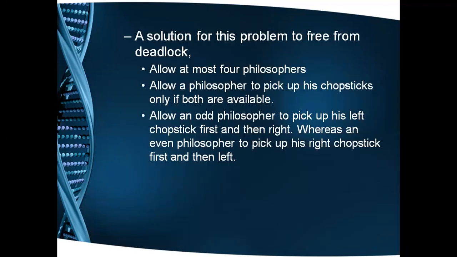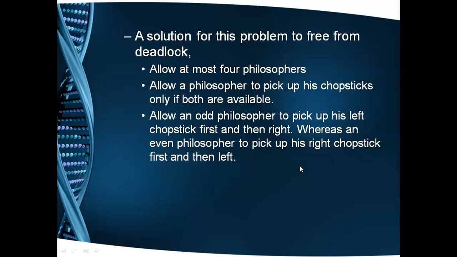The best solution for this problem to be free from deadlock is that, instead of 5 philosophers, we should allow a maximum of 4 philosophers, and allow a philosopher to eat only when both chopsticks are available. Another condition is that an odd position philosopher picks up his left chopstick first and then the right. Similarly, an even position philosopher picks up the right first and then the left. If we follow these, we can avoid deadlock.